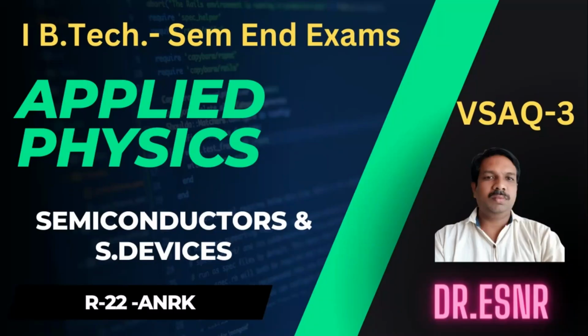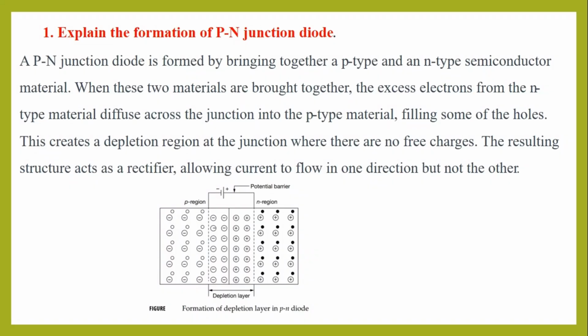Third part of very short answer questions, from semiconductors and semiconducting devices. The first question is, explain the formation of p-n junction diode. P-n junction diode is formed by bringing together p-type and n-type semiconducting materials. When these two materials are brought together, the excess electrons from n-type material diffuse across the junction into the p-type material, filling some holes. This creates the depletion region. Here we can see from here to here, this is the depletion region at the junction where there are no free charges. The resulting structure acts as a rectifier, so this allows the current to flow in only one direction but not the other way.